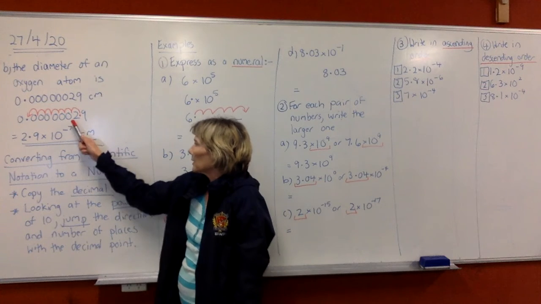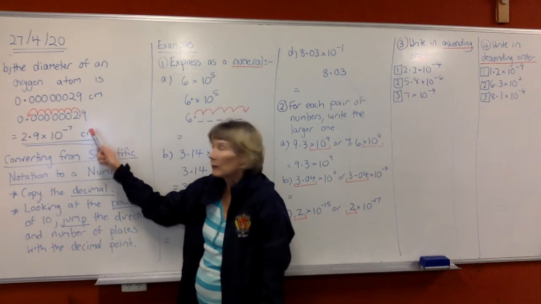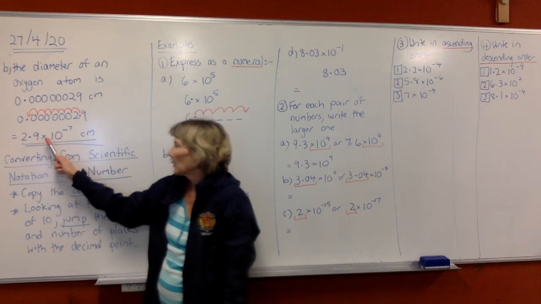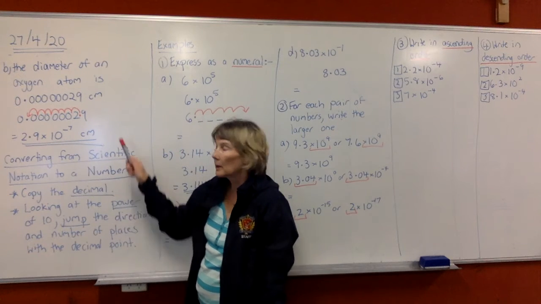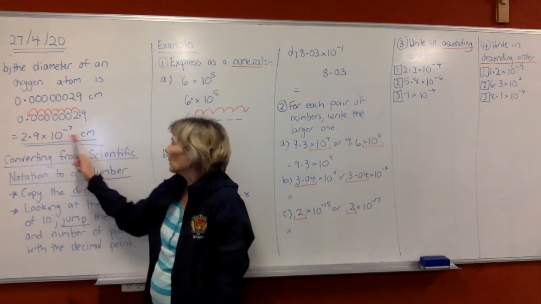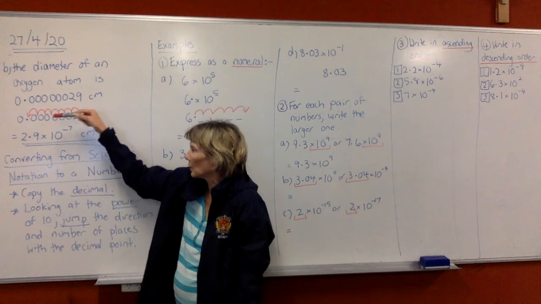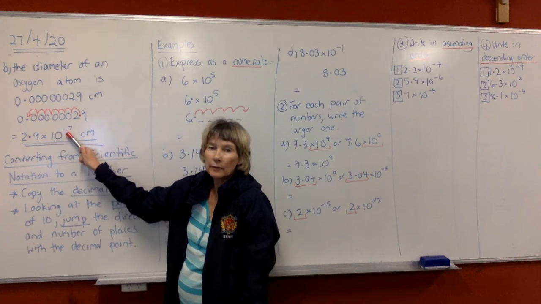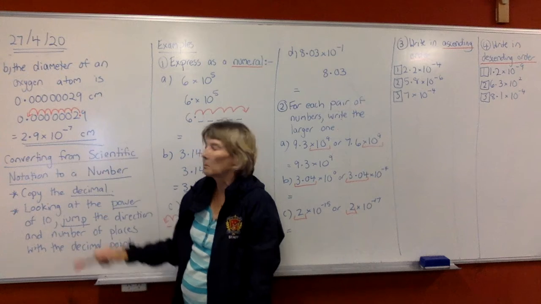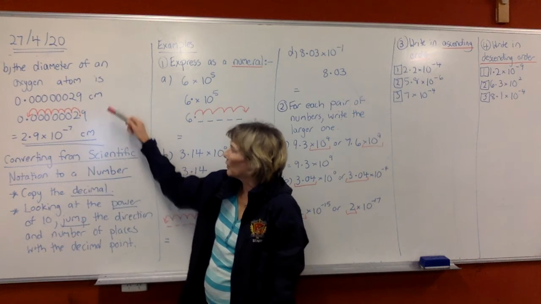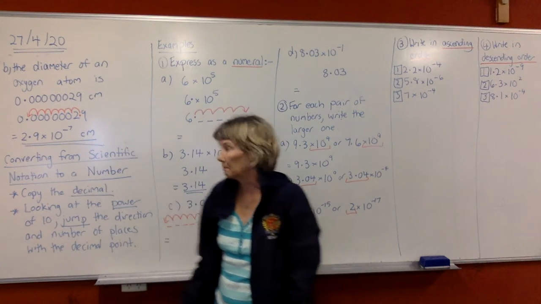So we're going to write down the decimal, 2.9 that we created. They're going to write times 10. And then just look at your jumps. We've jumped 7 places to the left. So we're going to put negative for jumping to the left and 7 places. Don't forget to write your units, centimetres on the end.